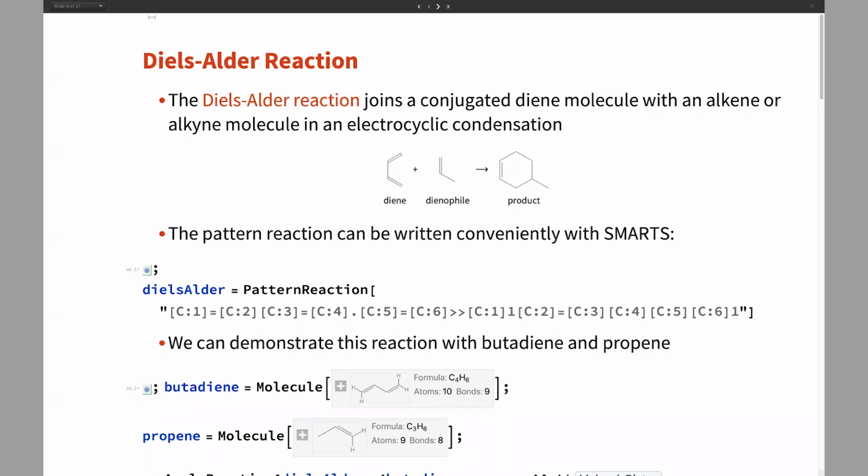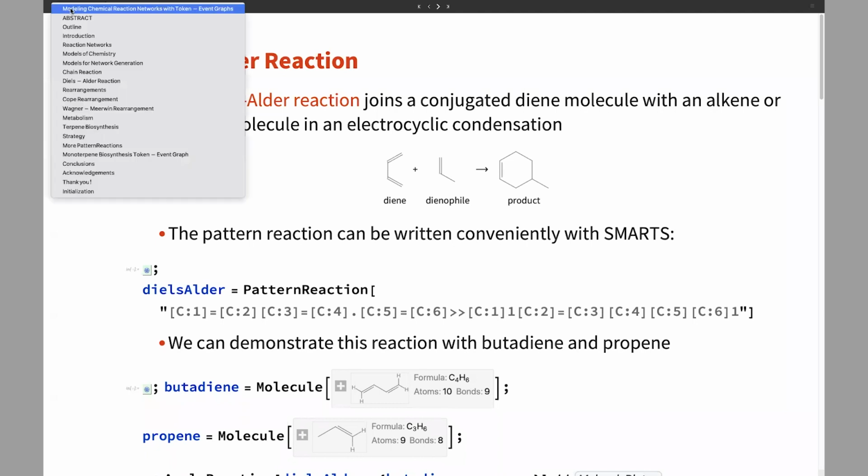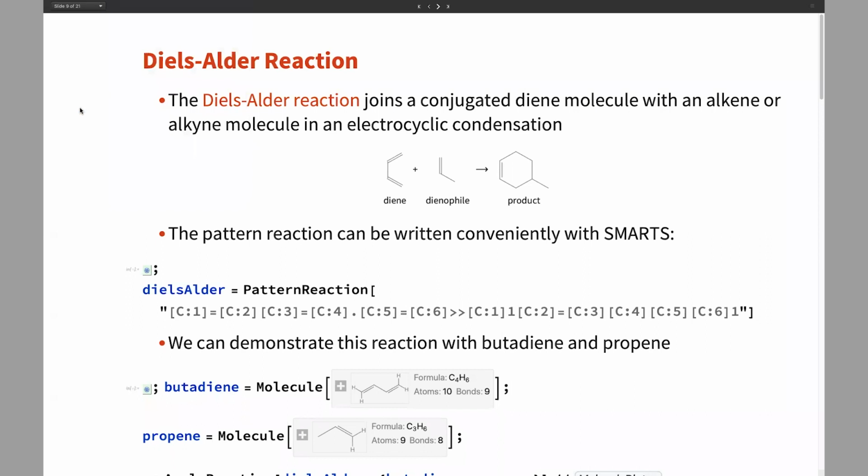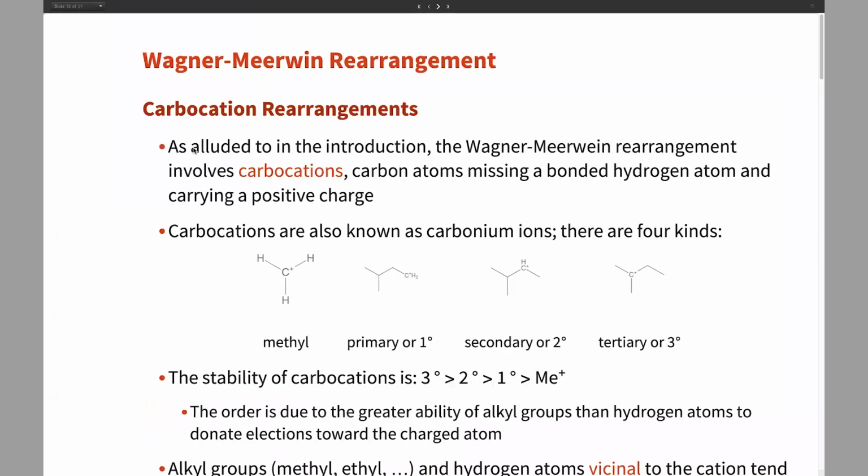Okay, I'm going to skip over the Diels-Alder so that we can get down to the nuts and bolts of the plant biosynthesis with the terpenes. So for the Wagner-Meerwein, I showed you the borneol molecule where the reaction was discovered.